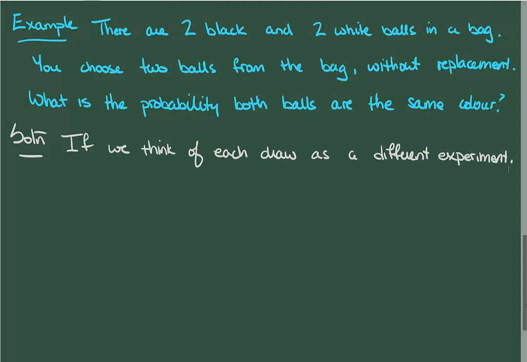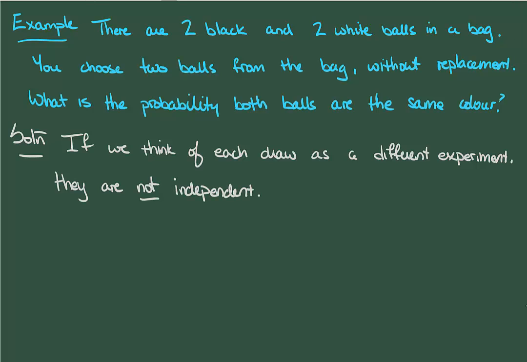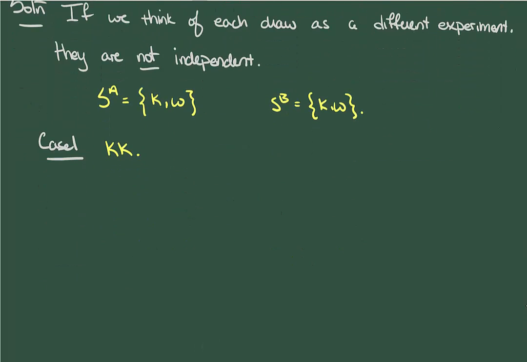Since we're not replacing the ball after drawing it, the probabilities of the second draw are affected by the first draw. So these experiments are not independent. If we label the draws as A and B, they have the same set of possible outcomes, either black K or white W. Let's break this into 2 cases and look at the probability first of drawing 2 black balls. In the first draw, there are 2 white and 2 black balls. We're going to pick a black ball to start.